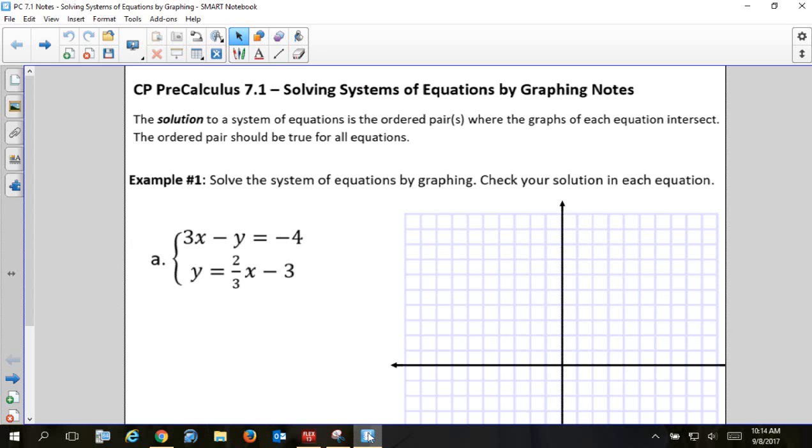So we are solving systems of equations today. Today we're doing it by graphing. There are other methods, but we've just been doing all this graphing, so we might as well continue.